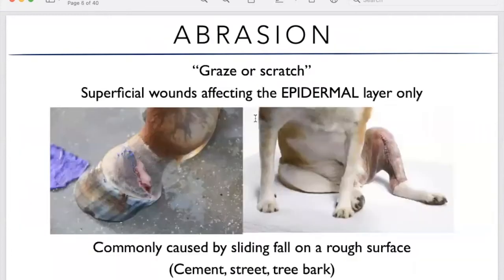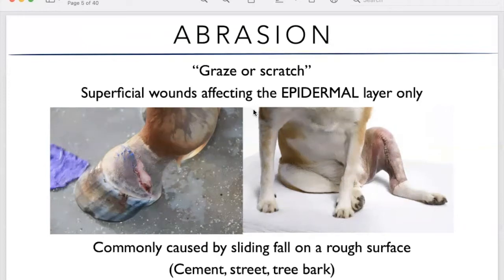All right. Abrasion is basically ito yung tinatawag nating gasgas, a graze or a scratch. It can be irregular as well, and it's usually not just one tear-like na wasak agad yung skin. It's usually multiple grazes into the body depending on how it happened, and it would only affect the epidermal layer of the skin. And it is commonly caused by a sliding or fall on a rough surface. Could be pag nadapa ka, yung semento, or a tree bark, okay?